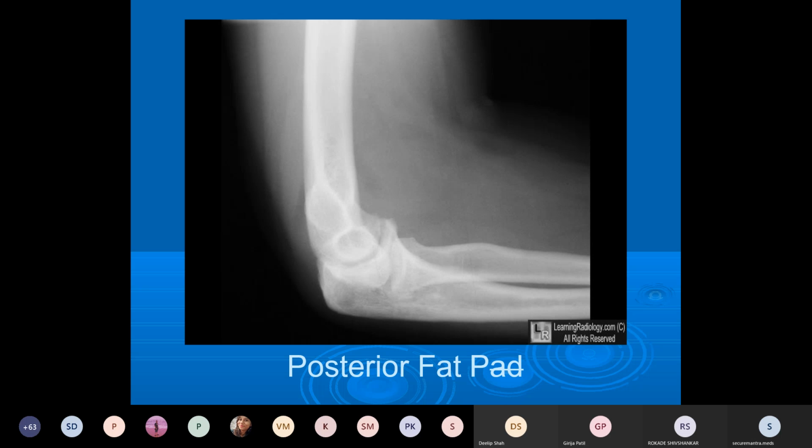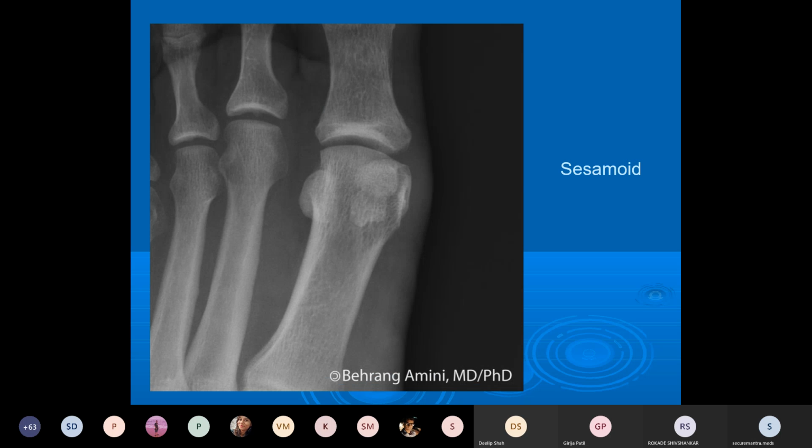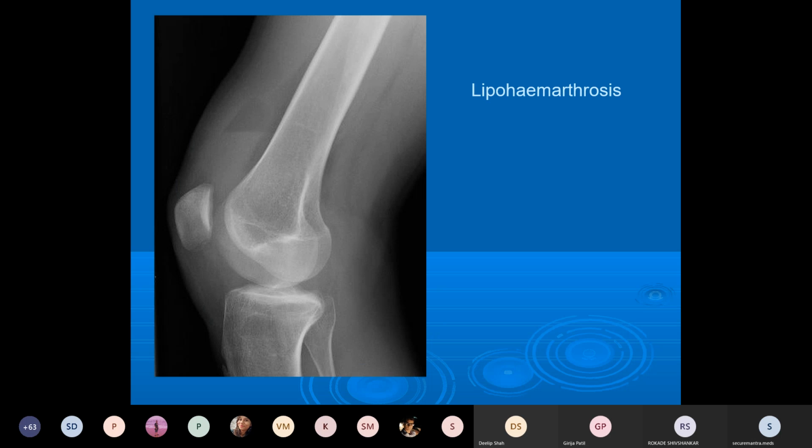So there is a radiolucent area which is fat. It is called the posterior fat sign. We have already seen that. So this is the case of lipohemoarthrosis. X-ray of the knee joint, and there is some radiolucent area, that is the fat, and this is the hyperdense area. So there will be a level. You can see this radiolucent and radio-opaque area, and there is a complete line between them. It is the case of lipohemoarthrosis.